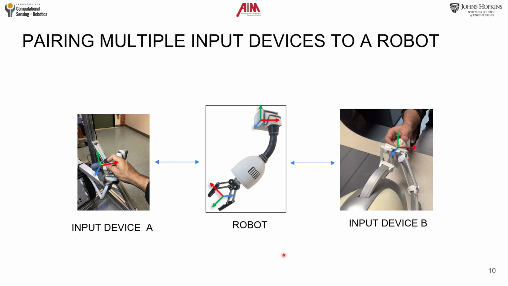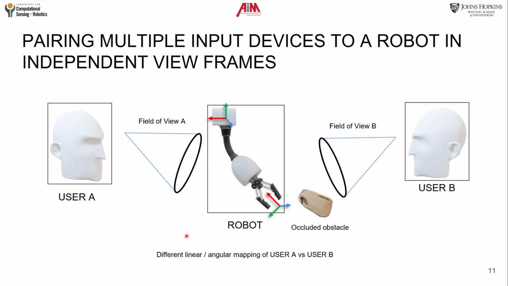What if we were to pair multiple input devices to a single robot such that each input device can teleoperate some or all the Cartesian degrees of freedom of the robot end effector? We call this multi-user or shared teleoperation control. Shared teleoperation control opens up interesting possibilities of remote manipulation, user training, and safety. The shared teleoperation control problem does not limit operators to perform in different view frames.